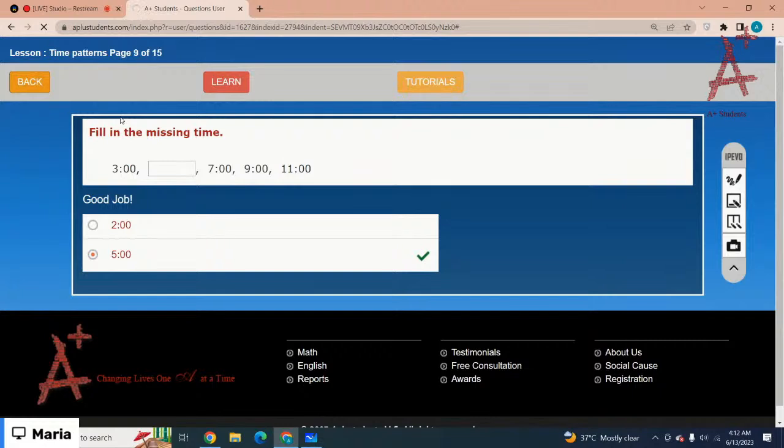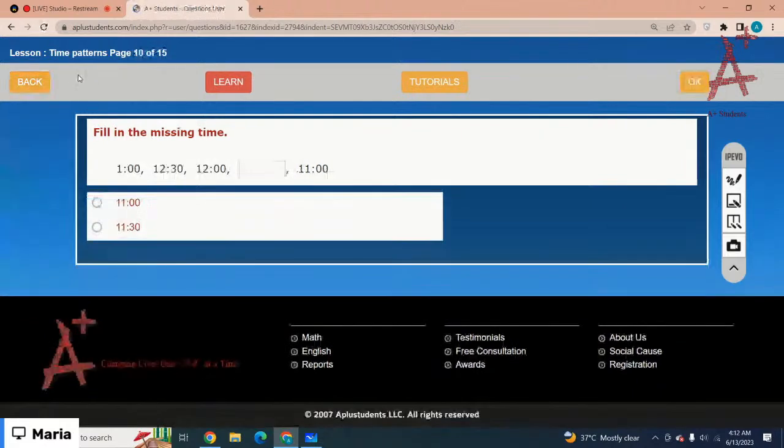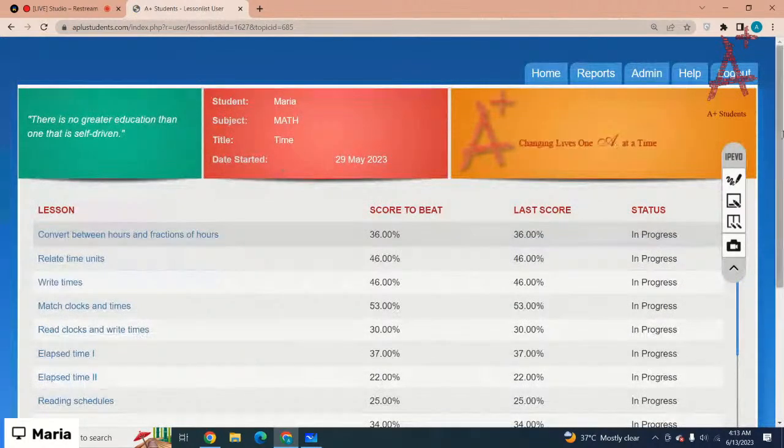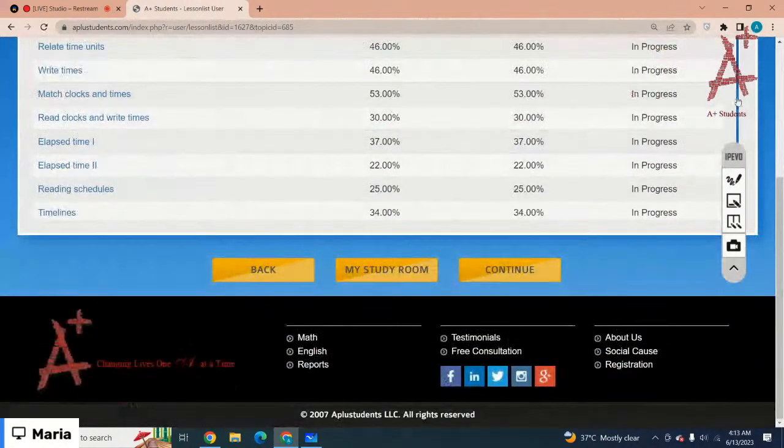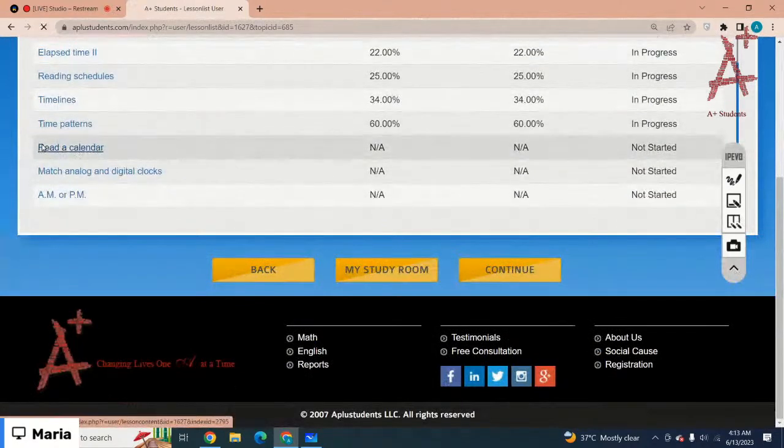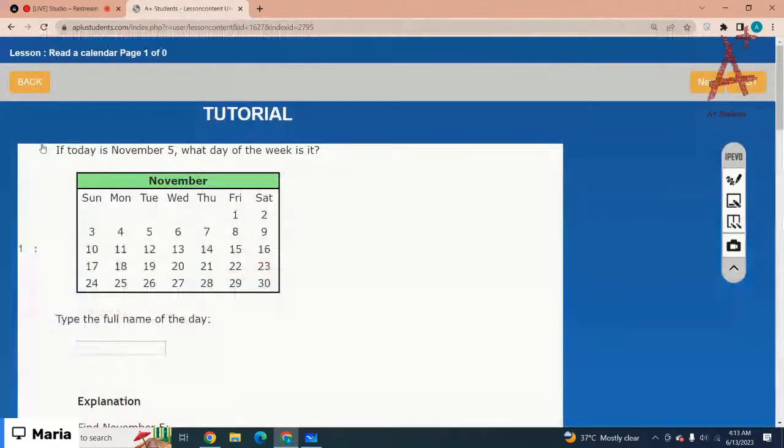The next lesson would be, you are all siblings. I think you are three. Read a calendar. You are three siblings. Let's just start with reading the calendar. If today is November 5, what day of the week is it? Today is November 5th. Here is the calendar of the month November. Here is 5th November. Got it?